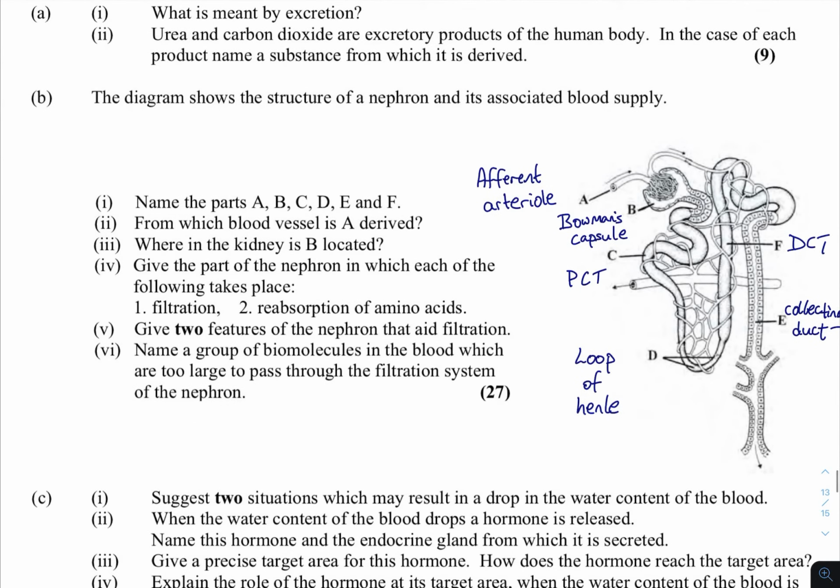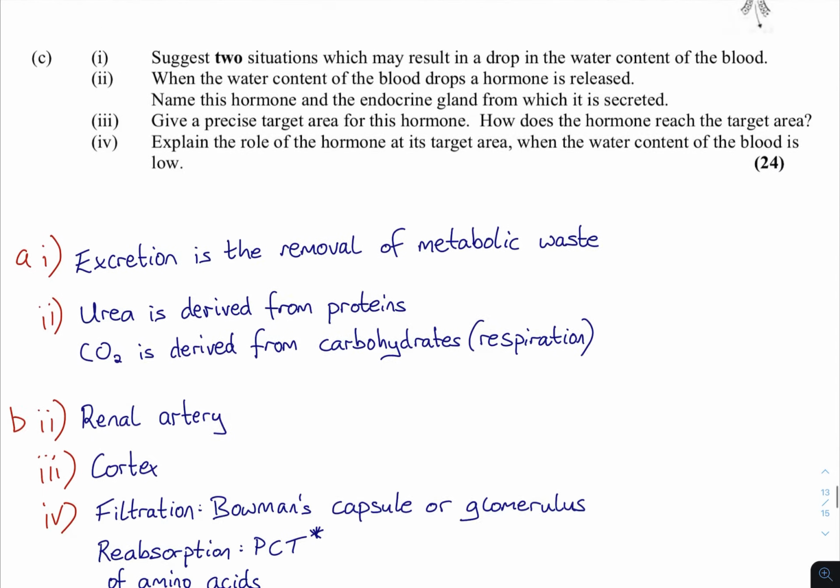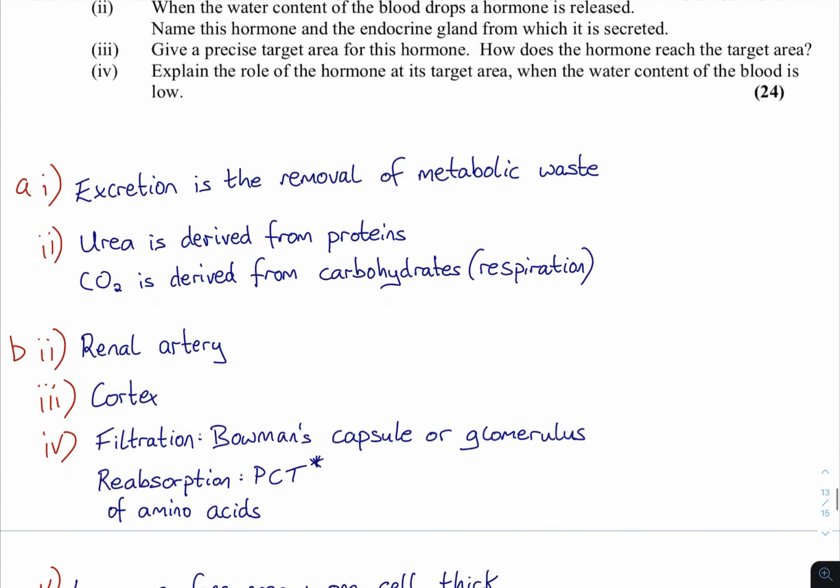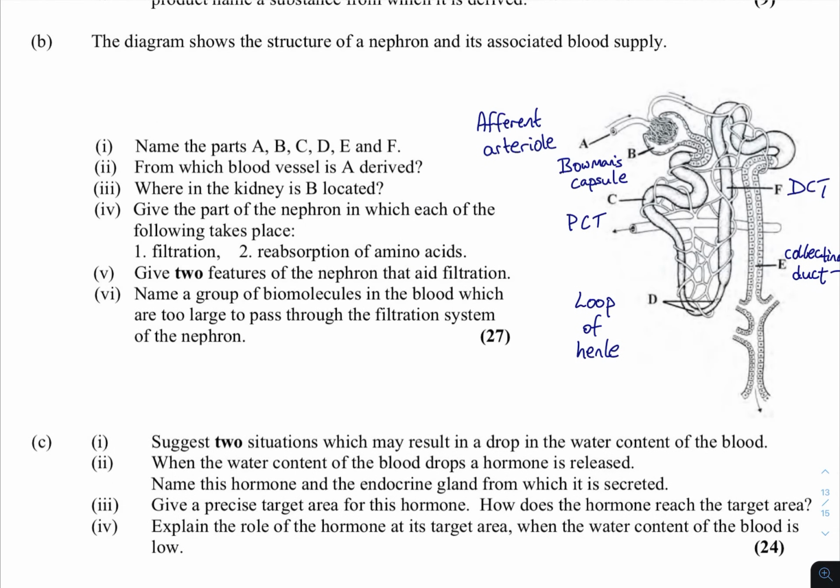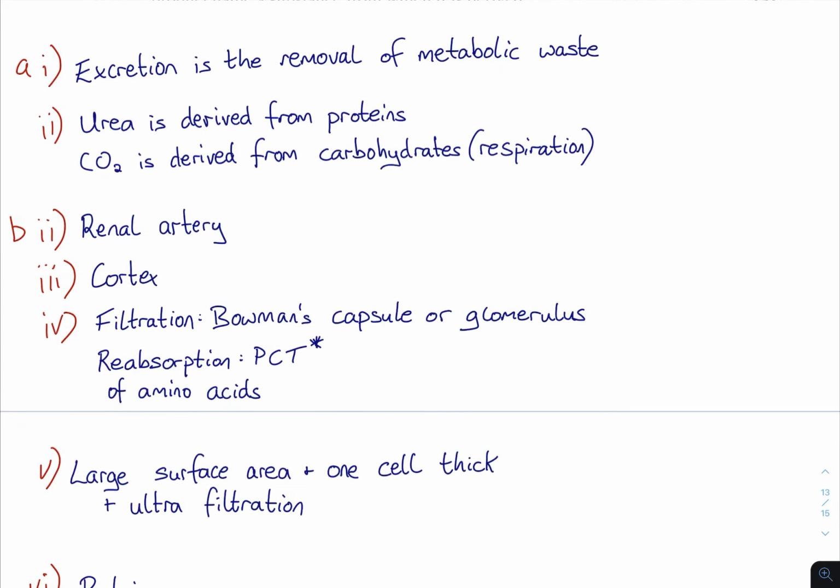Okay, where in the kidney is B located? So we're looking at it. B is over here, it is the Bowman's capsule. Okay, it's located in the cortex. Give the part of the nephron in which the following takes place: filtration, reabsorption of amino acids. Now filtration takes place in either the glomerulus, but some people say the Bowman's capsule too, so you can say either. And for amino acids, which obviously are derived from proteins, they are reabsorbed in the PCT. I have a little asterisk next to that, and the asterisk indicates that it is only the PCT where the reabsorption of amino acids takes place.